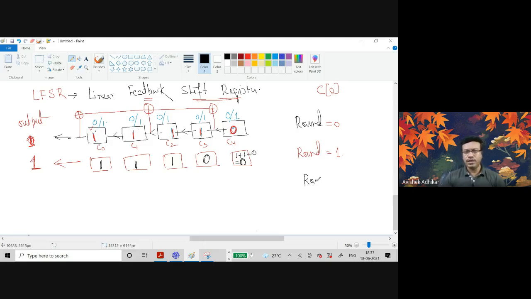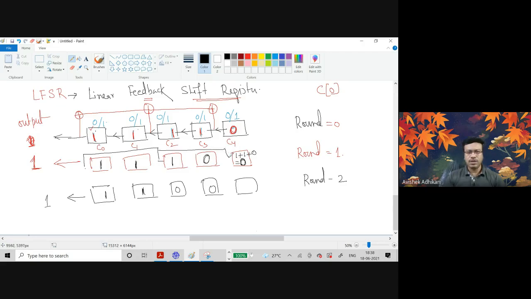So what will be there in round 2? Can anybody tell me what would be there in round 2? So it will be shifted here. As an output, I will get 1 here. So it will come here: 1, 1, 0, 0. Now this box is empty. So what should I write there? This box is connected with this one, connected with this one. What should I write? It should be 0.